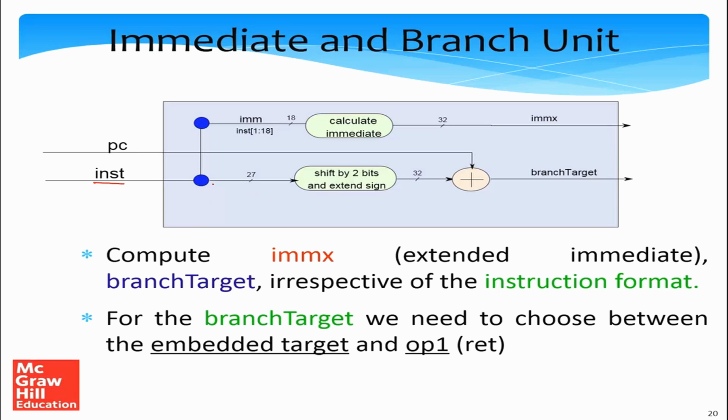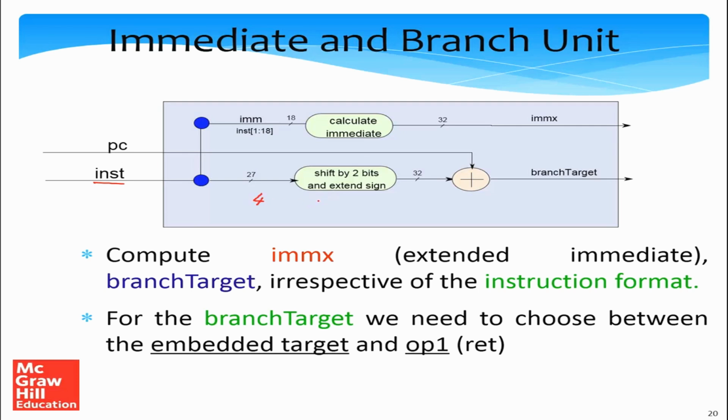So from the instruction, what we do is that for the case of a branch, we remove the opcode. So 27 bits are left. Since this is a word offset, not a byte offset, we shift the number by 2 bits and extend the sign. The reason we shift it by 2 bits is because it's an offset in terms of memory words, and one memory word is 4 bytes.